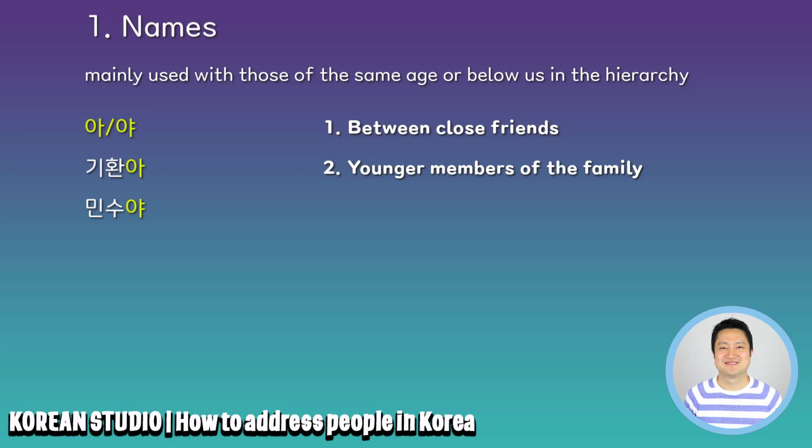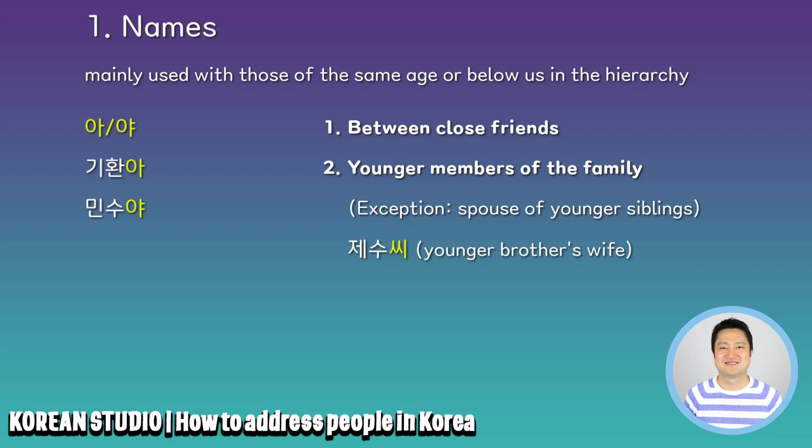One relationship in the family where we have specific titles, even for younger people in the family, is the spouse of our younger siblings. And this is largely because there is no guarantee that the spouse of our younger siblings will be younger than us. And in certain situations, the husband or wife of our younger siblings may actually be older than us. So when we address them, we normally add 씨 at the end of these titles to address them.